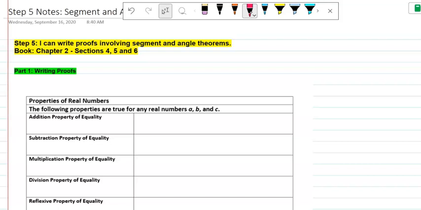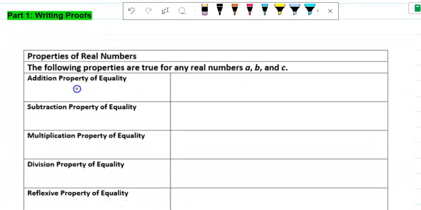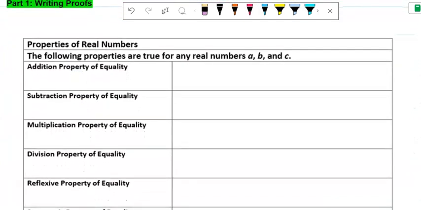So step 5, we're going to move into writing proofs. This is just the basic foundation of how to set up a proof, some of the theorems that we might use, but we're going to really dive into proofs in step 16. But for now, let's just talk about some vocabulary. Some of this you might recognize, hopefully a little bit. Some of it will probably be new, and that's okay.